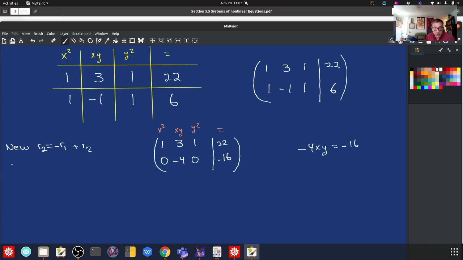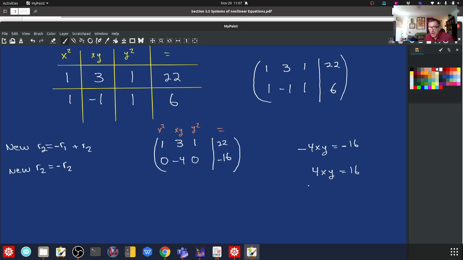Actually, I could do another operation on the matrix. My new R2 is equal to minus R2, and that would take away the minuses. But I don't have to do that. I can just do it over here. I'm going to multiply both sides by minus 1. So I get 4xy is equal to 16.